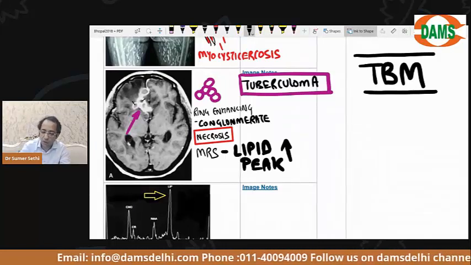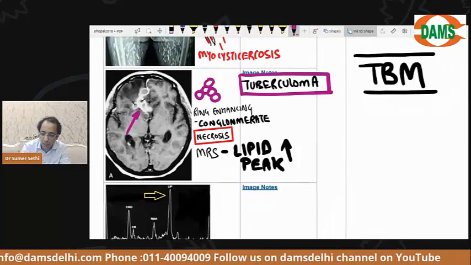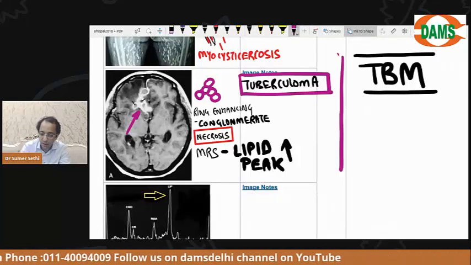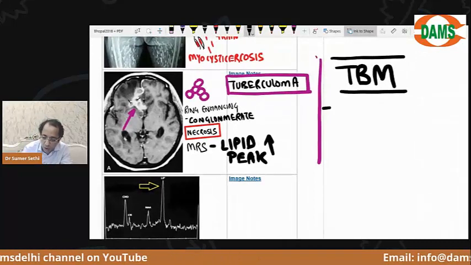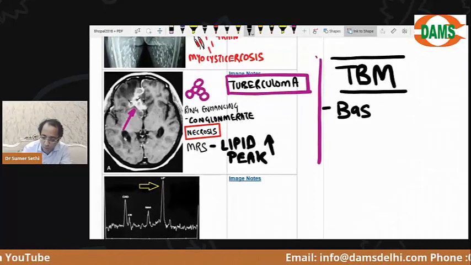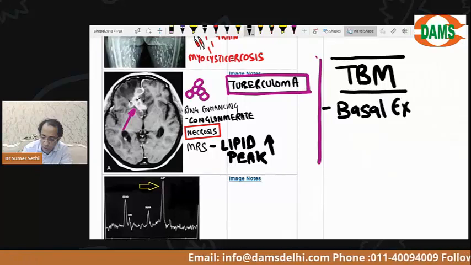Okay, any one of you can answer this question, beta. Anybody can try and answer. Let's see how many of you can answer. TB meningitis on radiology will always show basal exudates.